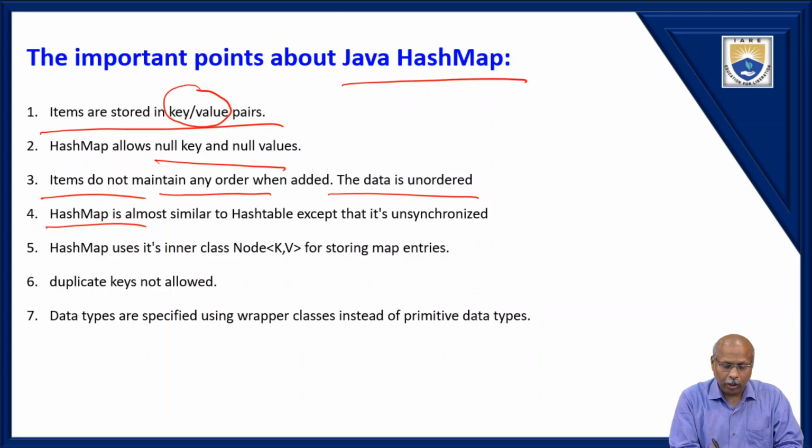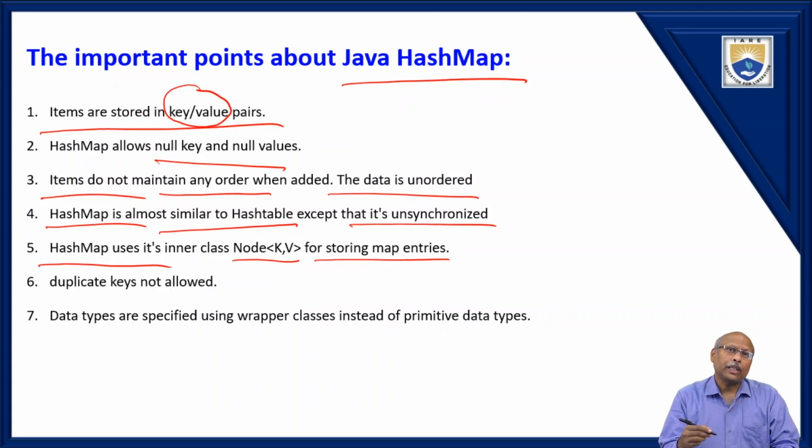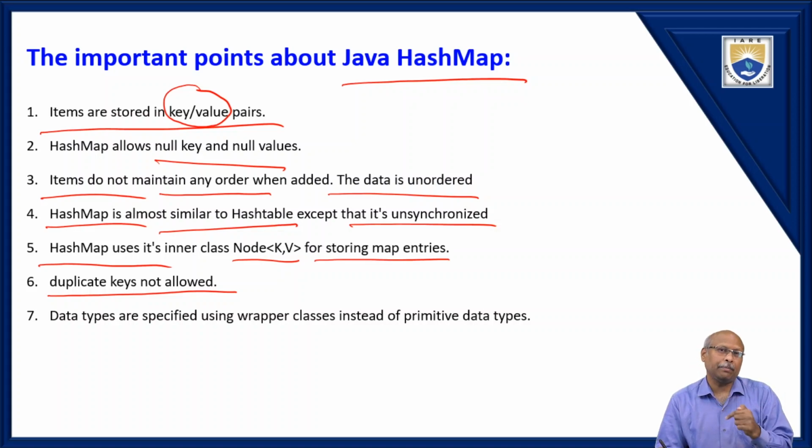The HashMap is almost similar to hash table, except it is unsynchronized. It is not synchronized. HashMap uses its inner class like Node<K, V>, where K means key and V means value, for storing the map entries. You can store multiple items with a key value pair. For every key you have to assign the corresponding value. And duplicate keys are not allowed. These are the points you should remember. Once the key is stored, the second time you cannot write the same thing. If you write the same key, it will overwrite the value. It will not create a separate entry.